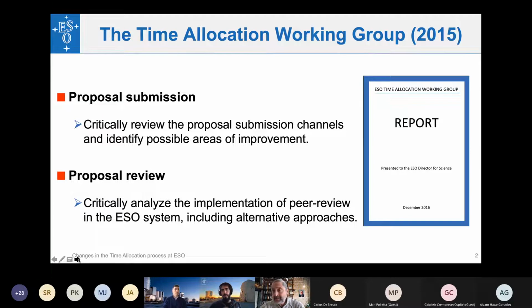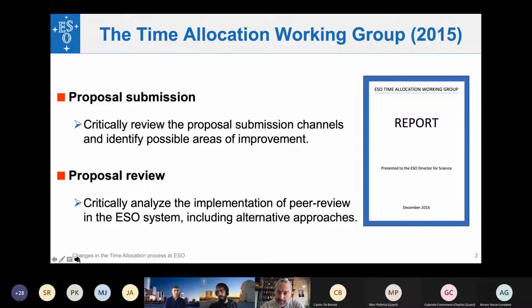So this story starts in 2015 when ISO started the 2020 ISO prioritization exercise, and one of the outcomes of that exercise was that ISO should review all the time allocation procedures and come up with recommendations to be then possibly implemented, both on proposal submission and proposal review. So these were the two main tasks.